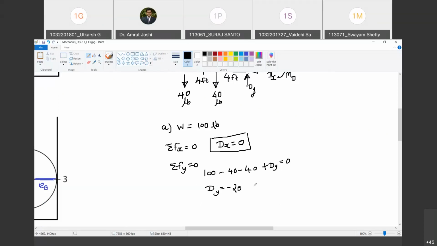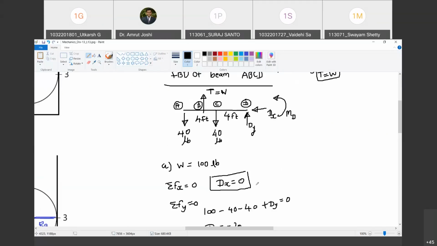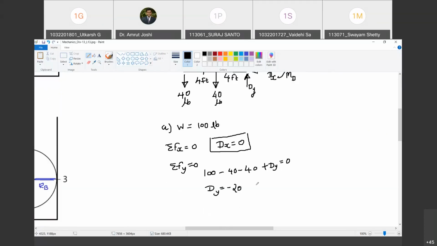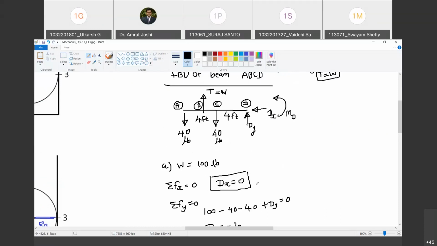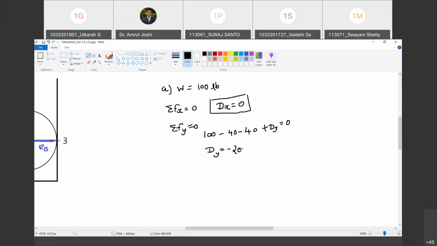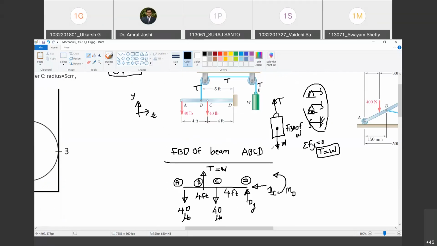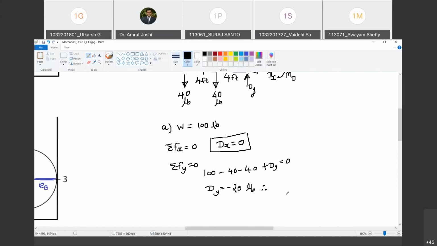Dy is equal to minus 20 pounds. It shows that we have taken the wrong direction of Dy. Therefore, the originally assumed sense of Dy is incorrect. Therefore, it is downward. समझ में आ रहा है? तो आप जरा एक ध्यान दो यहाँ पे.